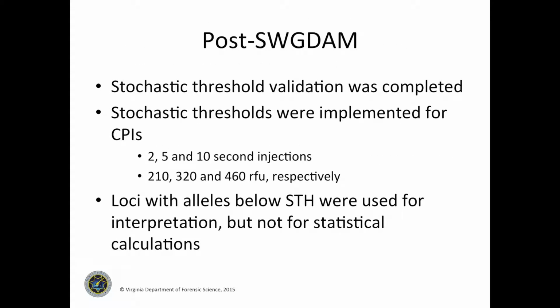Once our stochastic threshold validation was completed, they were implemented for CPIs based on injection time. Our injection times routinely used are 2-second, 5-second, and 10-second injection times. Those were validated, resulting in 210, 320, and 460 RFUs respectively for the stochastic threshold. Loci with alleles below stochastic threshold were used for interpretation, but were no longer used for CPI calculations, and that's what I'll be referring to as the modified CPI calculations.